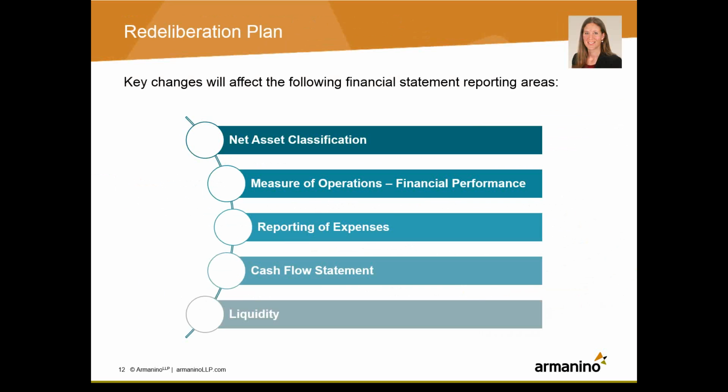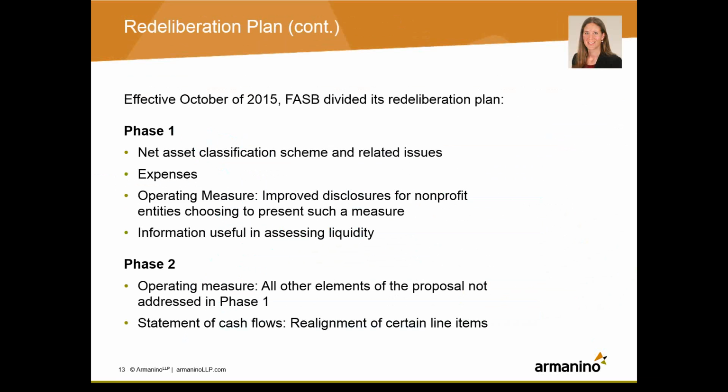So if we look at the way that these 5 items are now divided up into the FASB's redeliberation plan, the first phase there is areas that are not dependent upon other projects and are improvements to the nonprofit financial reporting that the FASB may realize in the near term, as Dean mentioned. So phase 1 is going to include the net asset classification scheme and related issues.